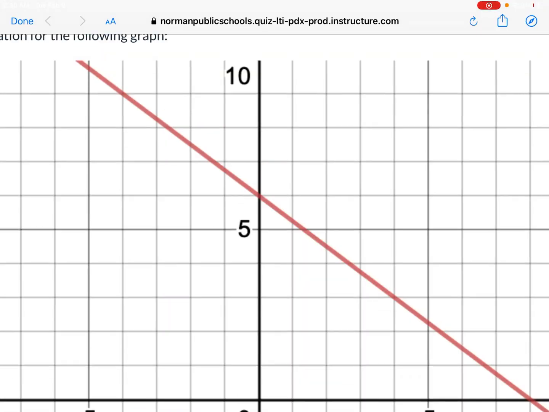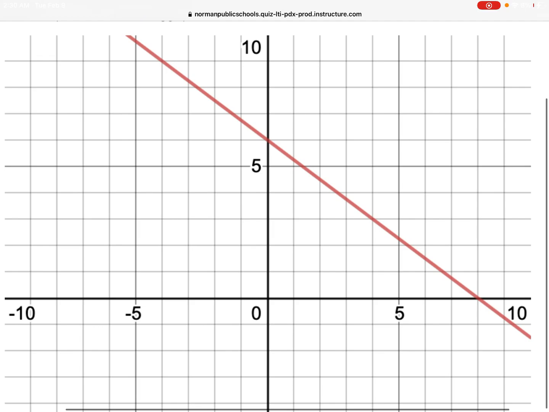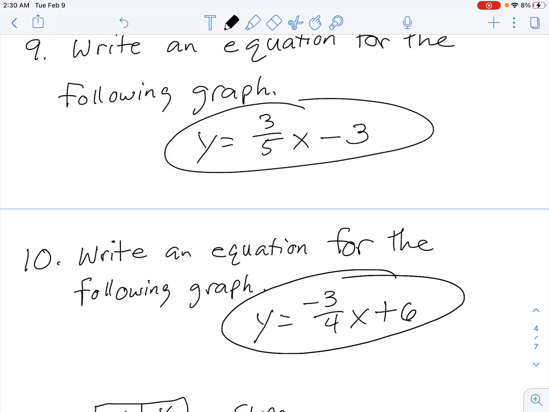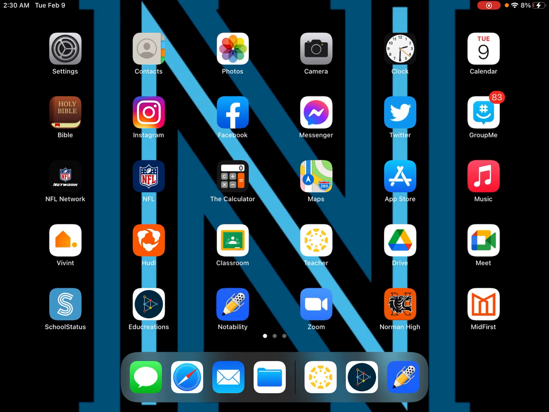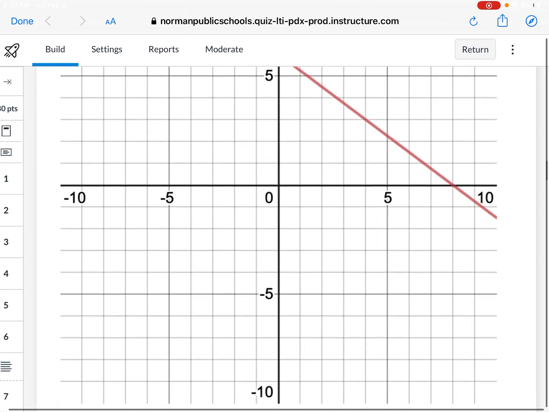And then obviously that's with an x. And then my y-intercept is at 6 right here. You can see clearly that that's at 6. So plus 6. So y equals -3 over 4x plus 6.